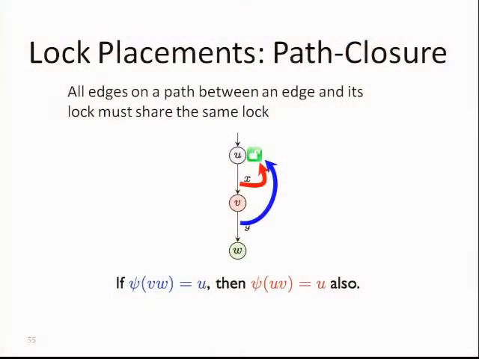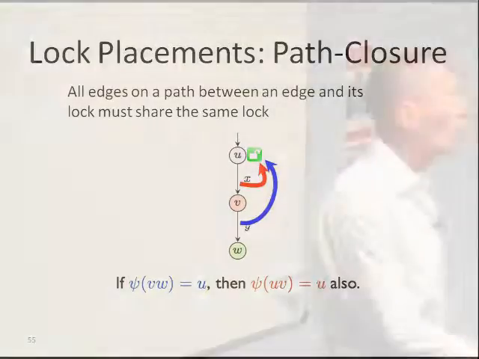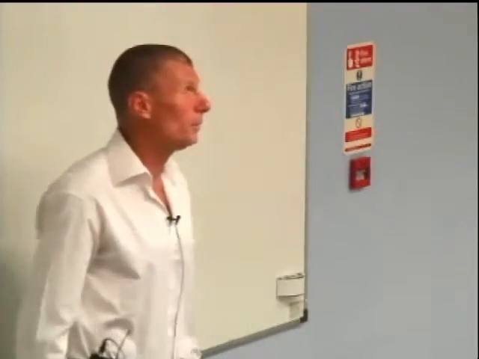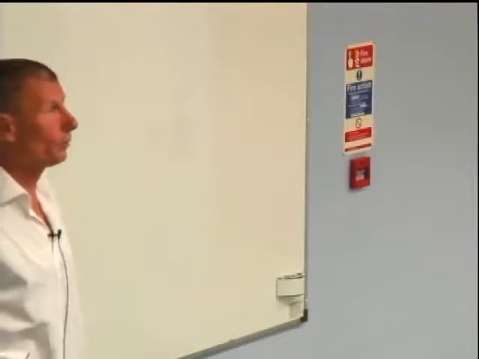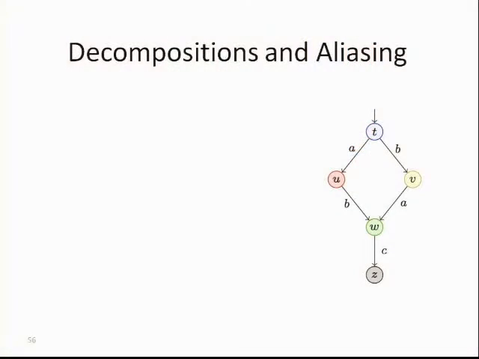So for example here, if I attach the edge VW to U, then it means that in fact the edge between U and V also has to be mapped to U, and it has to be locked by the node which is locked by U. So this is a requirement on the locking. That's another requirement, the path closure.